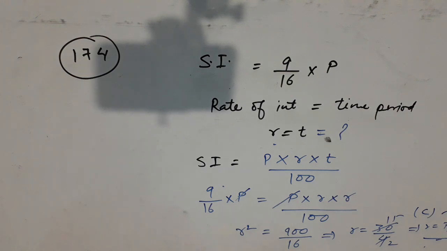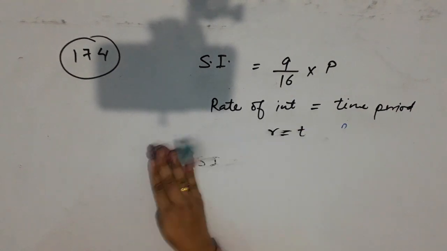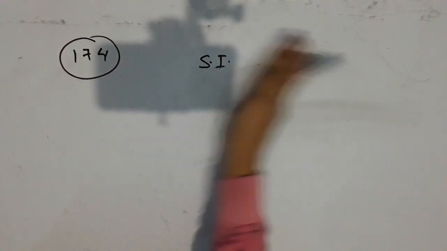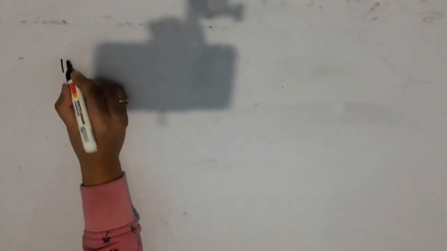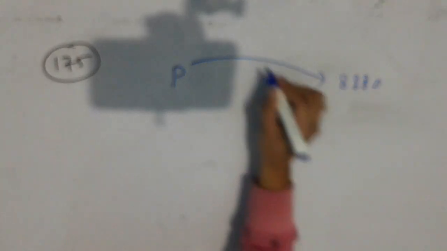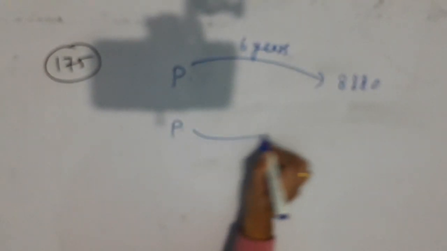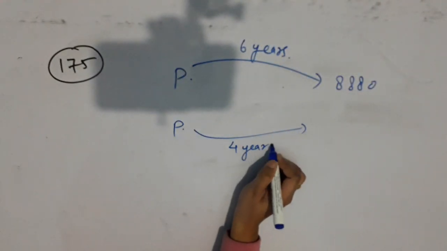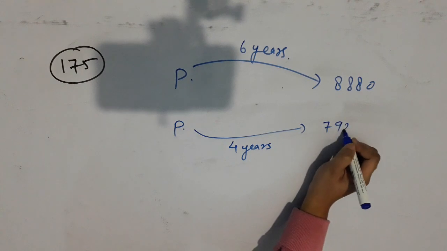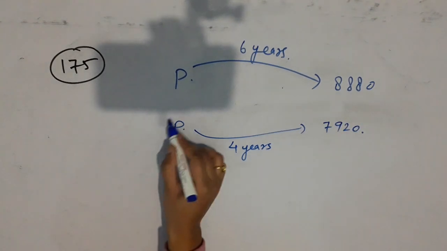Let's move on to the next question, which is 175. Question says that a certain sum of money amounts to 8880 in 6 years, and the same amount of money amounts to 7920 in 4 years, and he is asking you this principal.